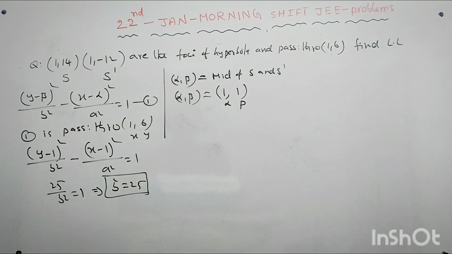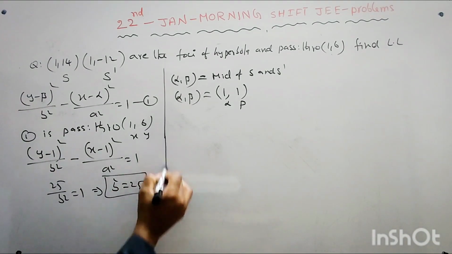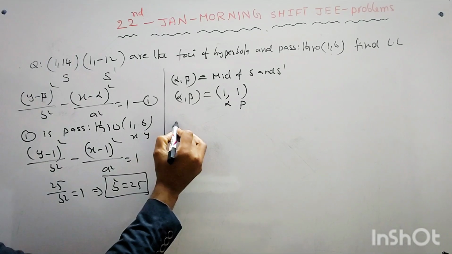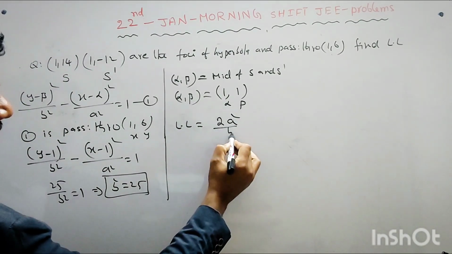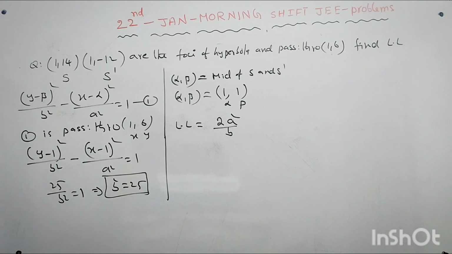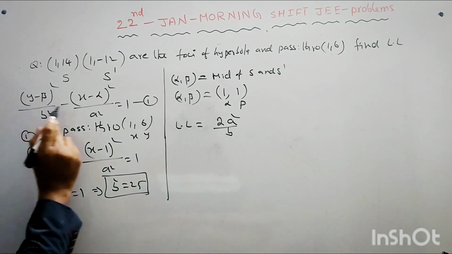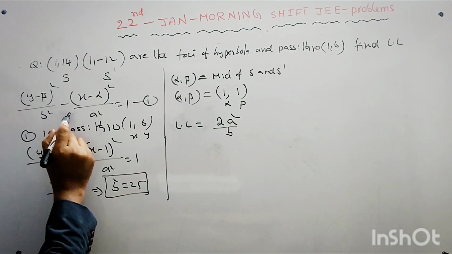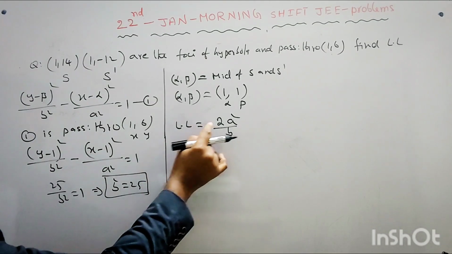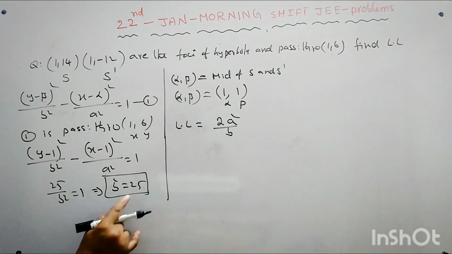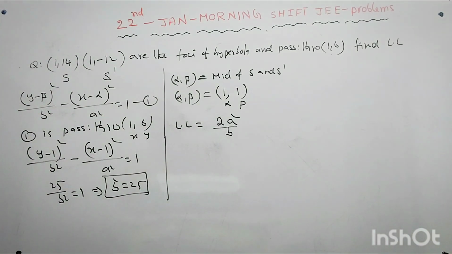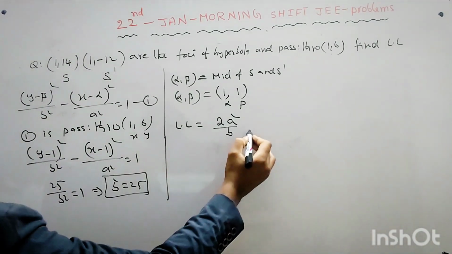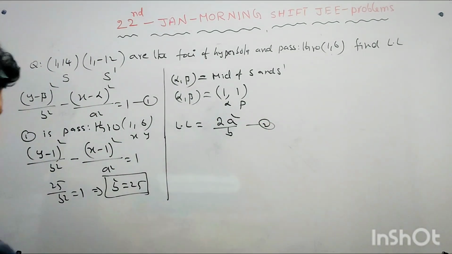We got the b square value. But actually, what do we need to find out? The length of the latus rectum. What is the formula for the length of the latus rectum? If the hyperbola equation is in this form, then for this kind of hyperbola, the length of the latus rectum is 2a square by b. We got the b value 5, so then we want the a value. Then how to find out the a value? This is called equation number 2.